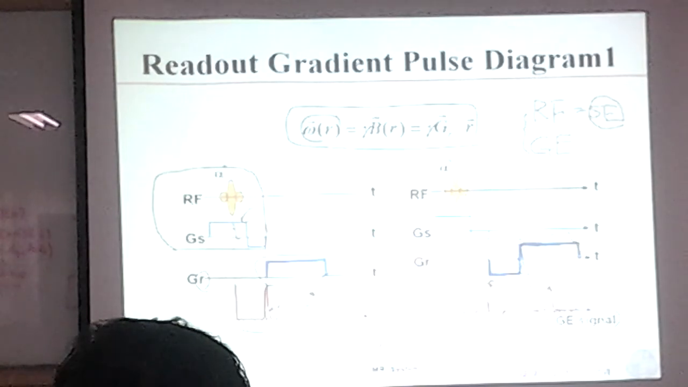Signal frequency is determined by the gradient field. So this is just a modification of the Larmor equation, because G r is a magnetic field, right? So the Larmor equation is a very, very important basic equation for the MRI system.